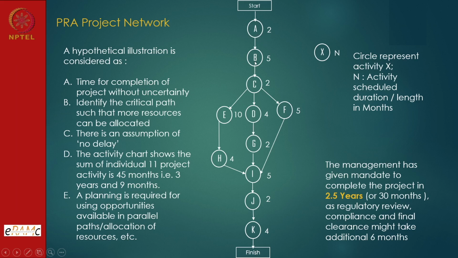This is the duration, node, activity and duration, node, activity and duration, and then there are some activities which have been shown can be performed in parallel, and then finally you join back here, and that's how up to the last activity K, that is submission of the report for the PRA.